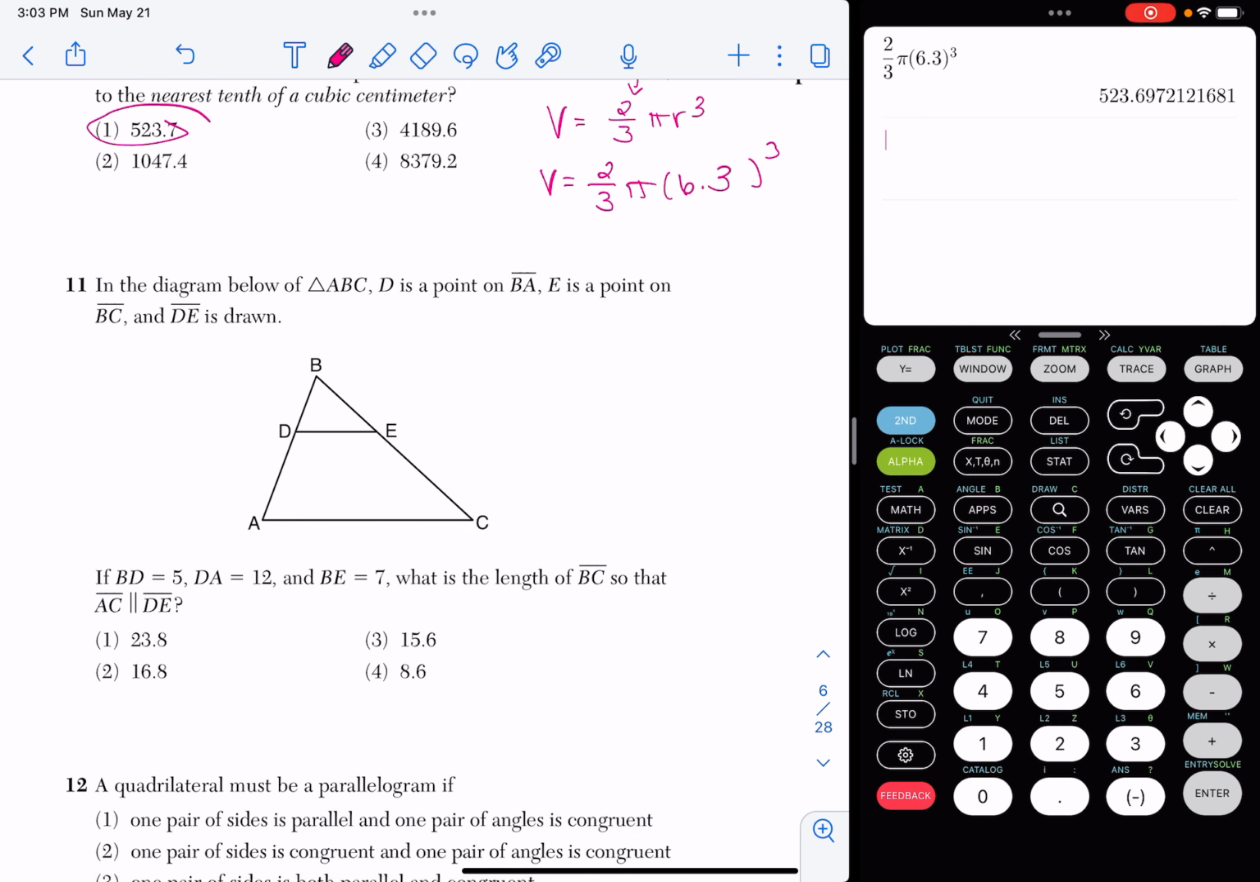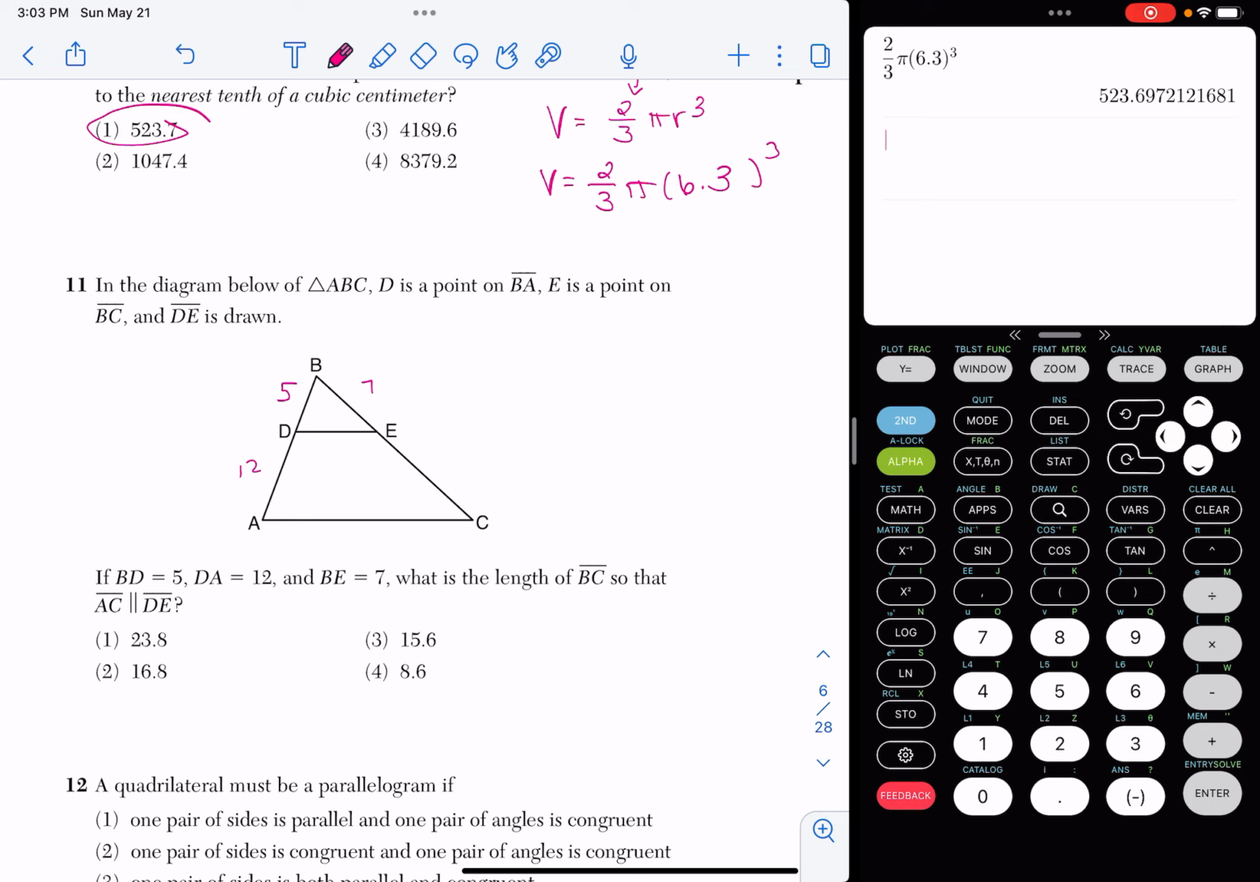All right, number 11, in the diagram below of triangle ABC, D is a point on BA, E is a point on BC, DE is drawn. Now let's label. BD is 5, DA is 12, BE is 7. What is the length of BC so that AC and DE are parallel?